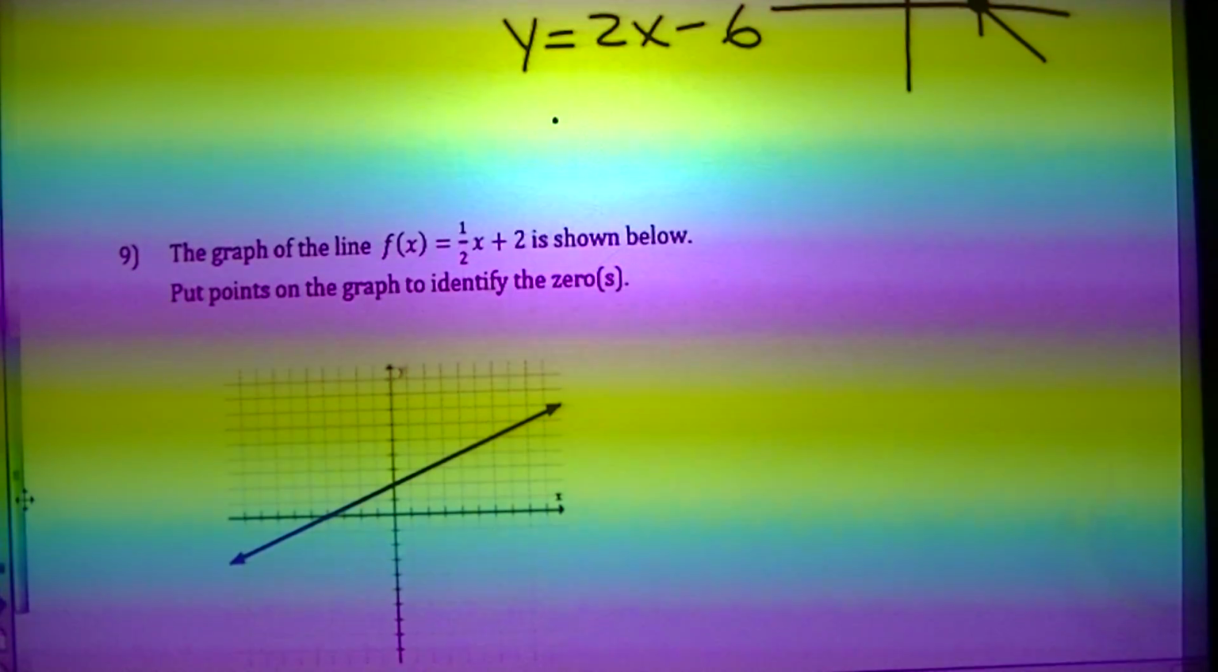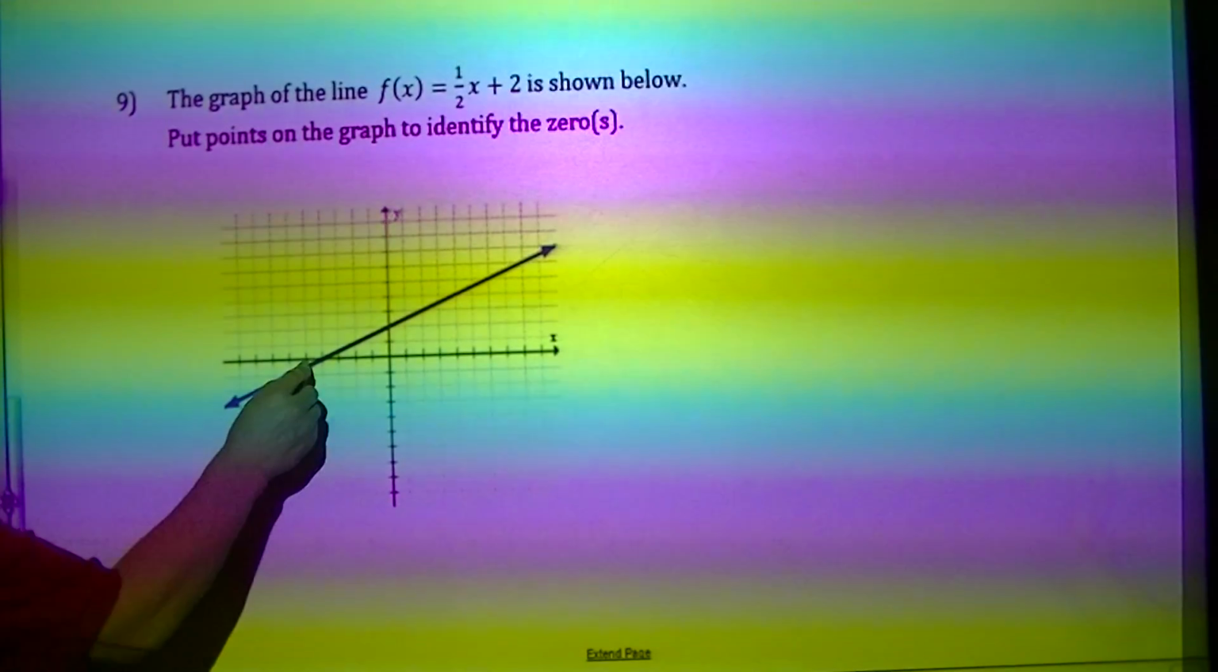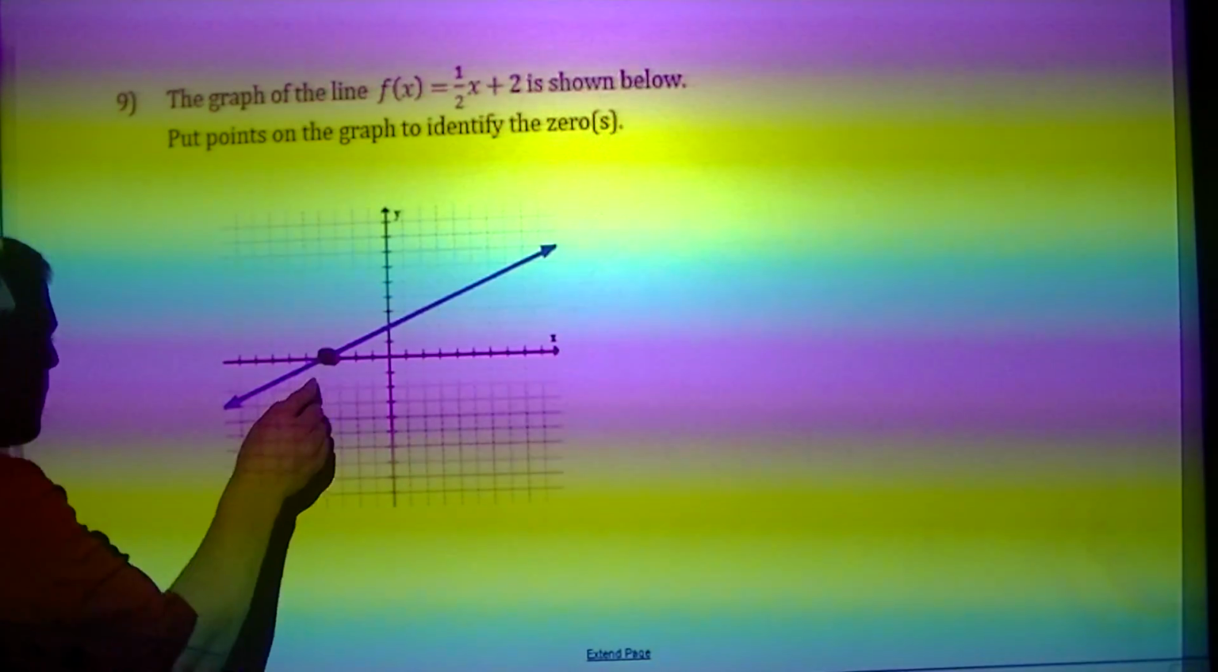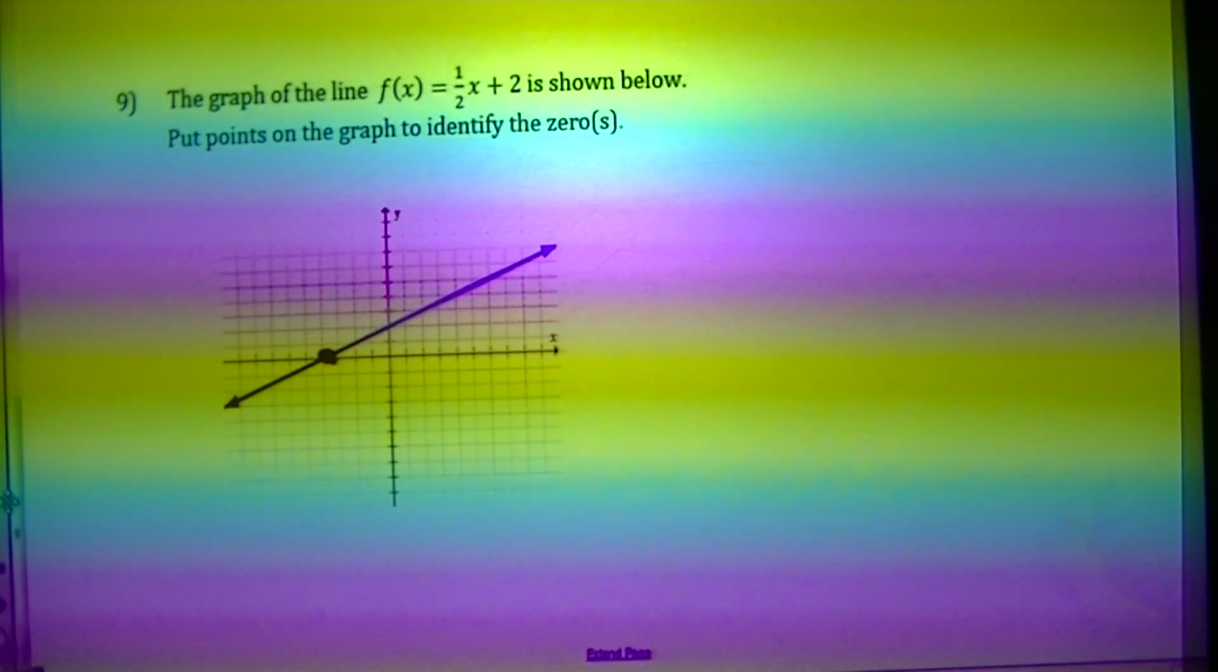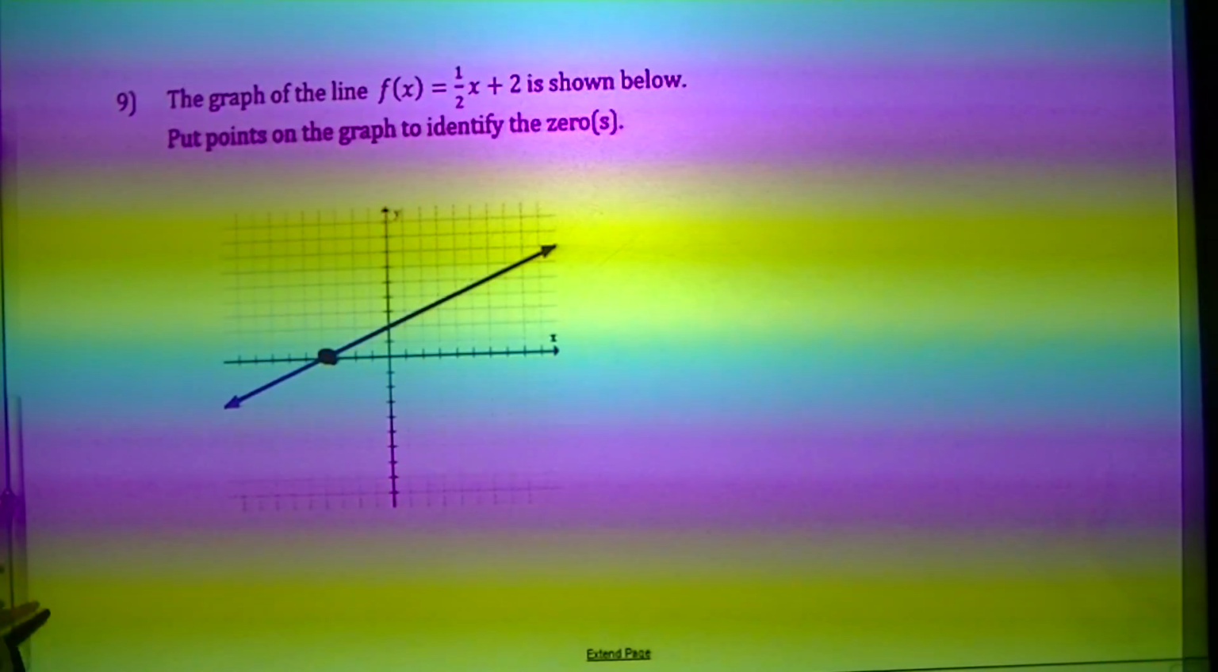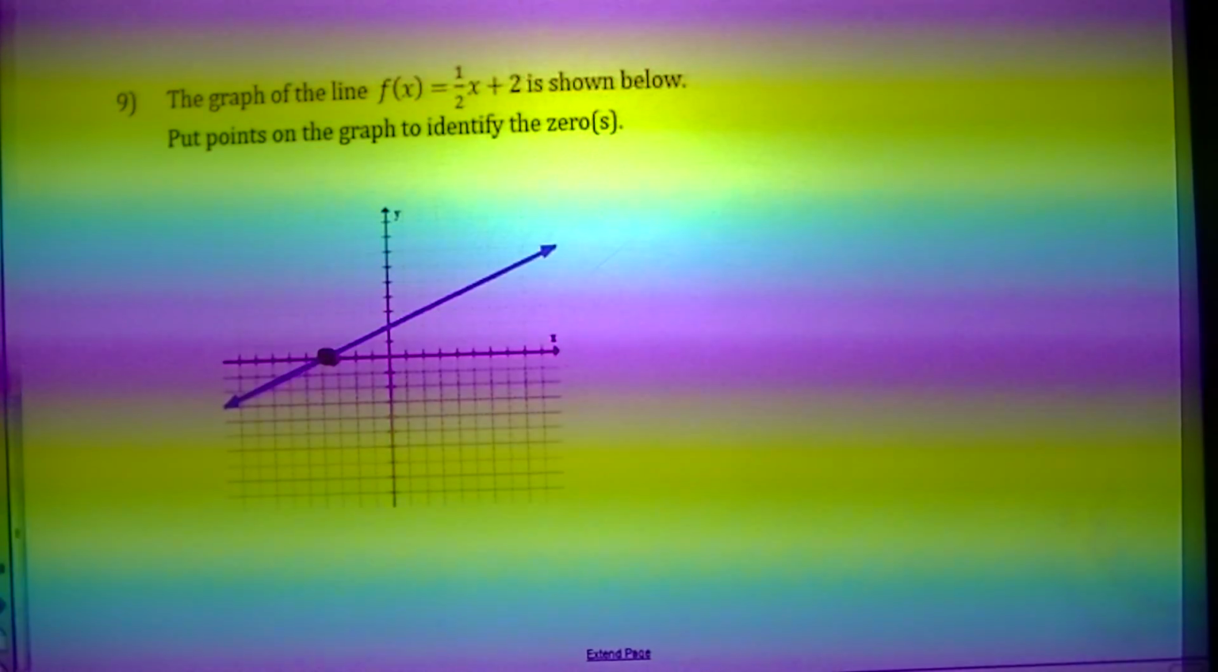It says the graph of this line is shown. Put a point on the zeros. The zeros are where it crosses the x-axis. So that's the only one, that point right there. This is the y-intercept, that's no good. All right, let's move on to number 10.